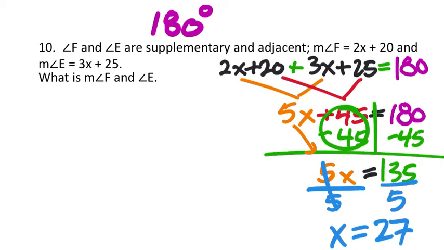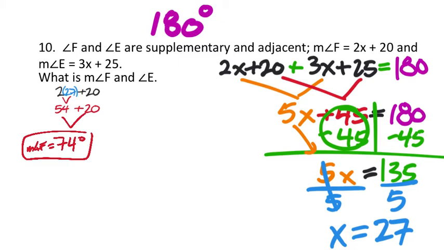But again, that's not the actual answer. We want to find the measure of angle F and the measure of angle E. So let's go ahead and do that. We know that the measure of angle F is 2x plus 20, but we just found that x is 27. So I replace the x with 27 and I solve. So I'd say 2 times 27, that'd be 54, plus the 20 there. And now when I combine these, it looks like I get 74. So it looks like the measure of angle F is 74 degrees. We'll still check this later, but for now this is good.